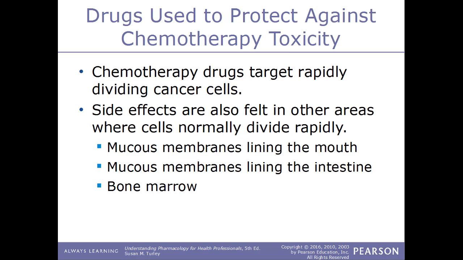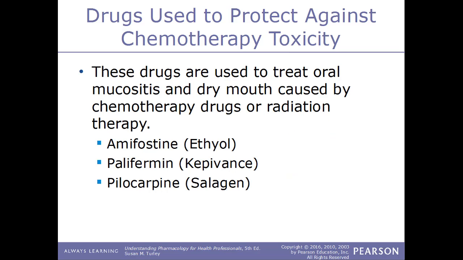Alright, now we'll talk about drugs that are used to protect against chemotherapy toxicity. Now, chemotherapy drugs will target rapidly dividing cancer cells. Side effects of these drugs are felt in other parts of the body where cells normally divide rapidly, such as in the lining of the mouth, or in the intestines, or in bone marrow. Some drugs are used to treat oral mucositis and dry mouth that are caused by chemotherapy drugs, or by radiation. And these drugs would include amifostine, also known by the brand name of Ethyol, palifermin, also known by the brand name of Kepivance, and pilocarpine, also known by the trade name of Salagen.